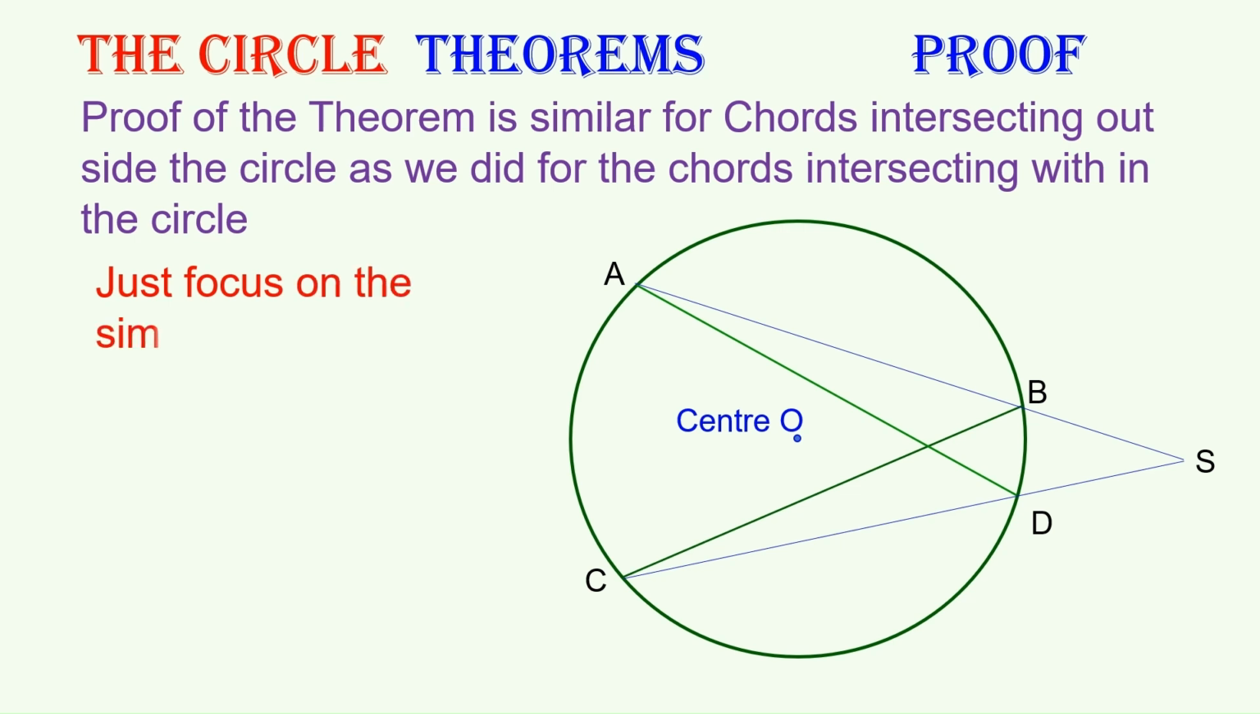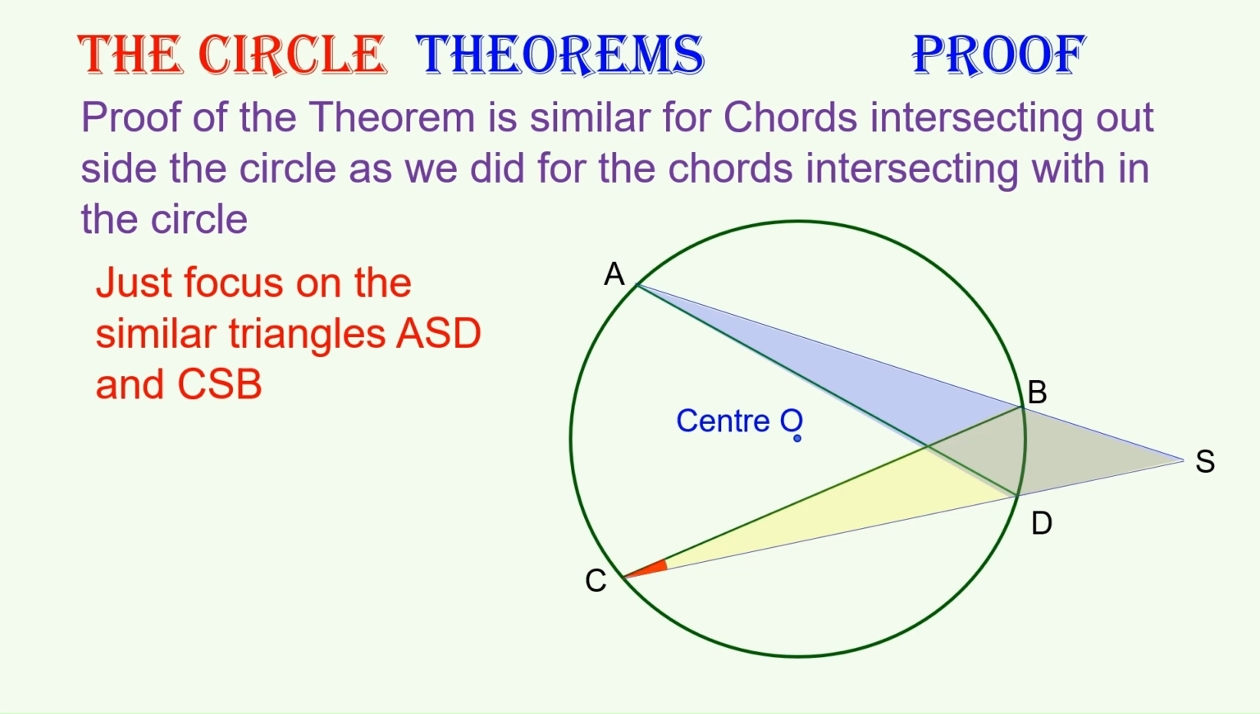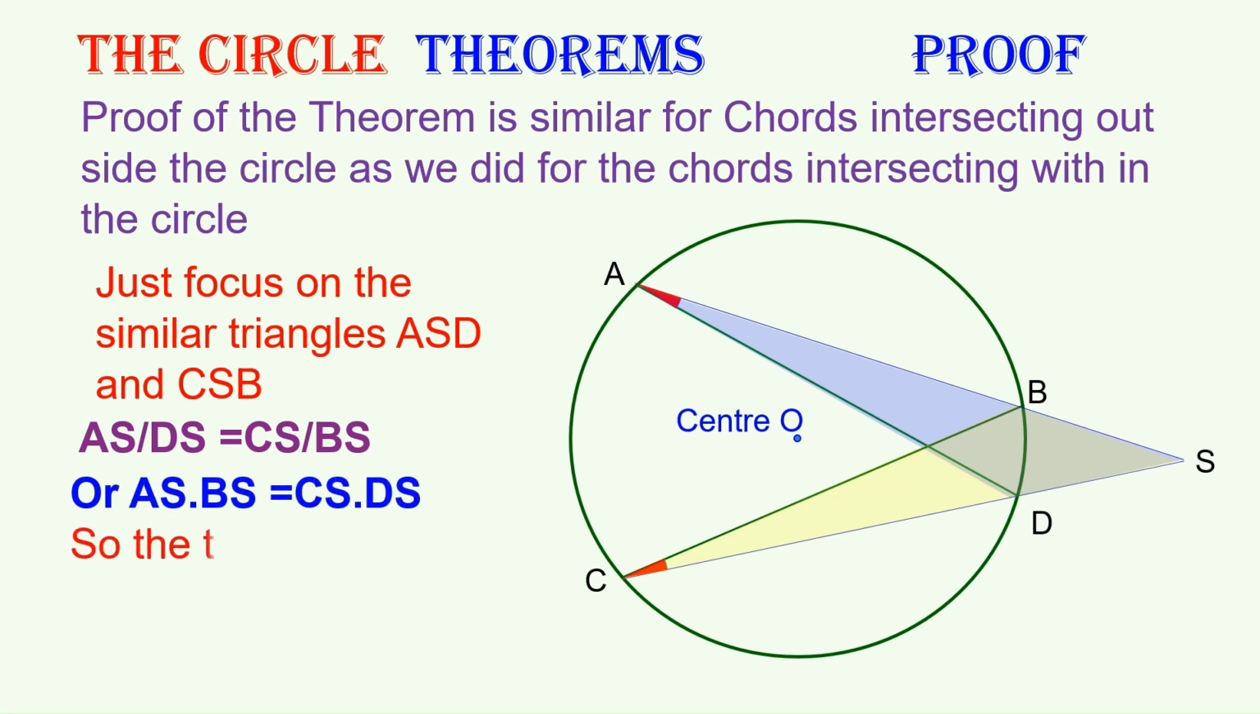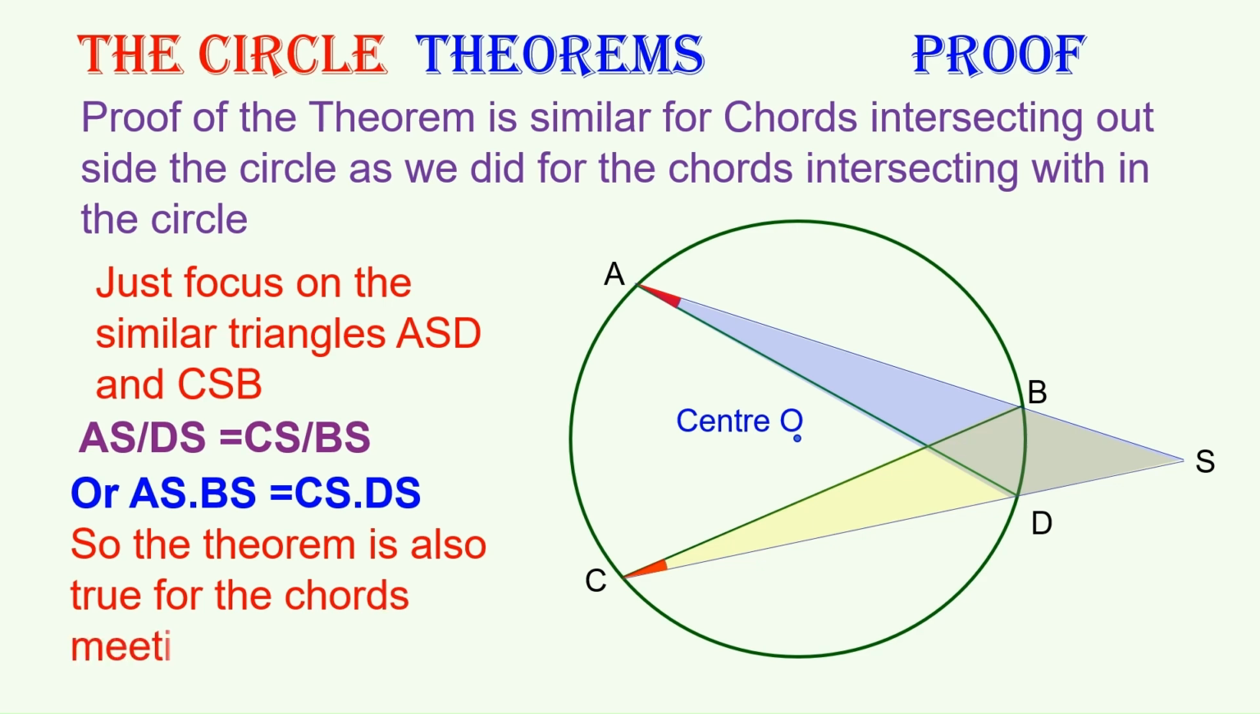Just focus on the similar triangles ASD and CSB. We find sides AS divided by side DS equals side CS divided by side BS. Or the product of side AS and side BS equals the product of side CS and side DS. So, the theorem is also true for chords meeting outside the circle.